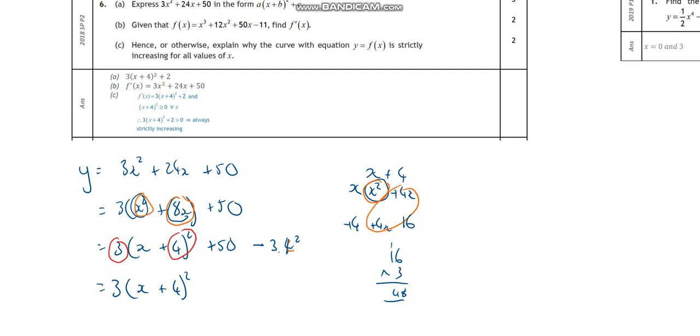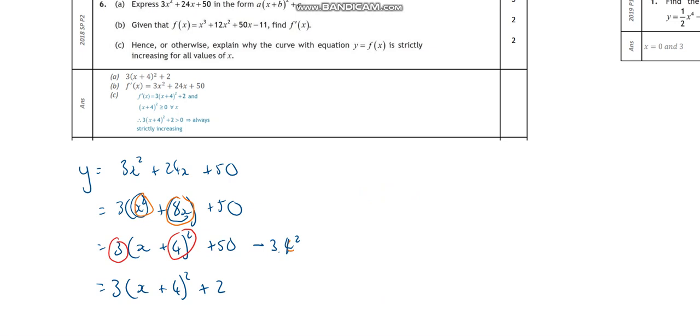And that's me now completed the square. Fantastic. So that's a nice little 3 marks. And then it says find f dash x, okay?